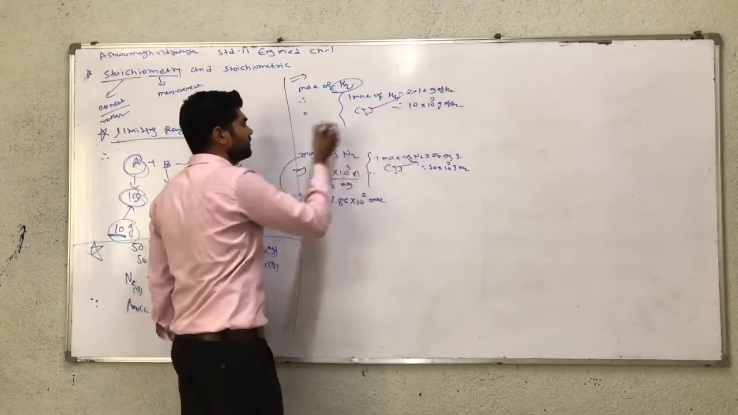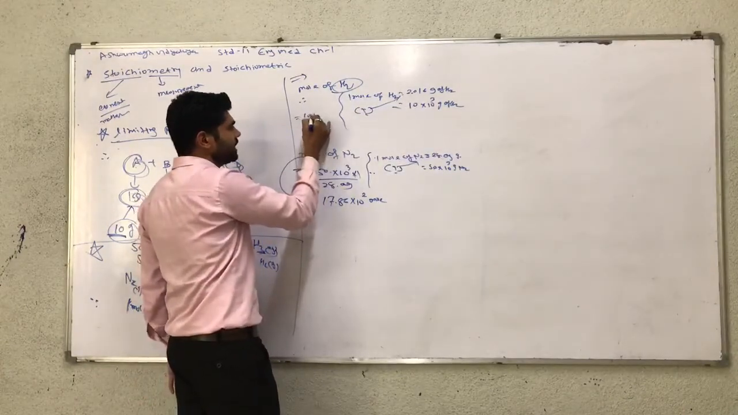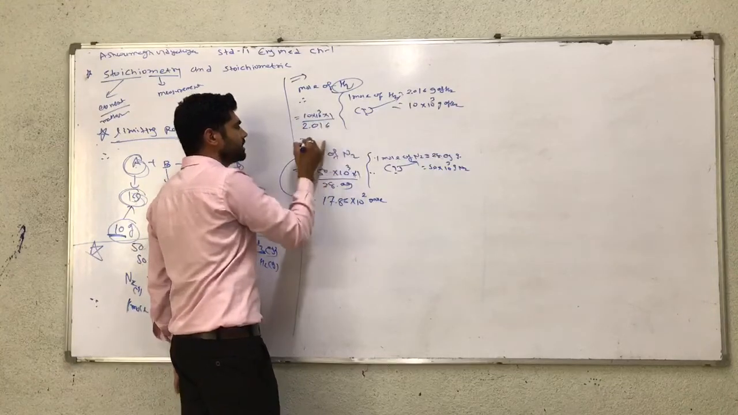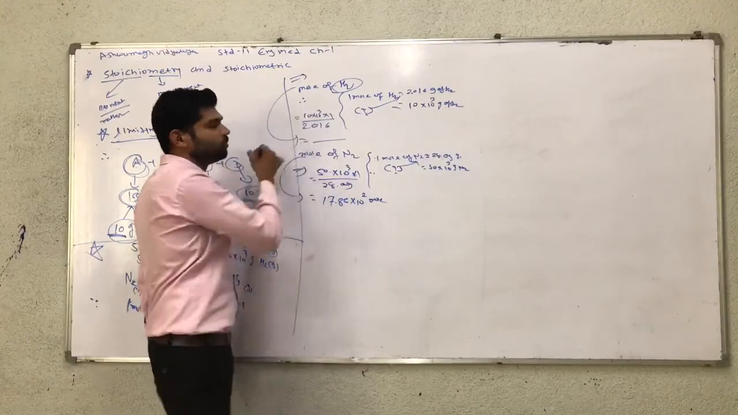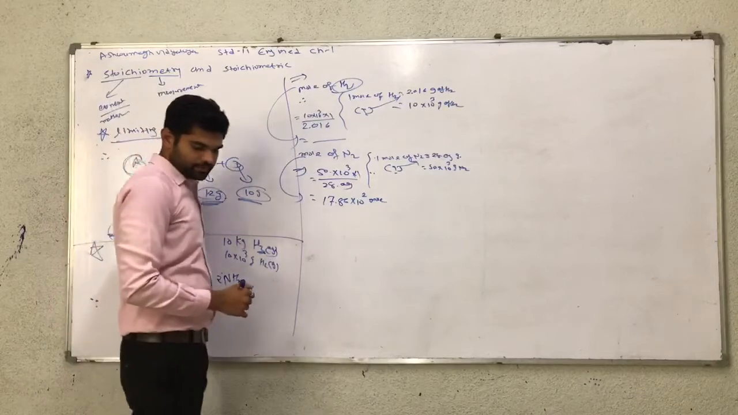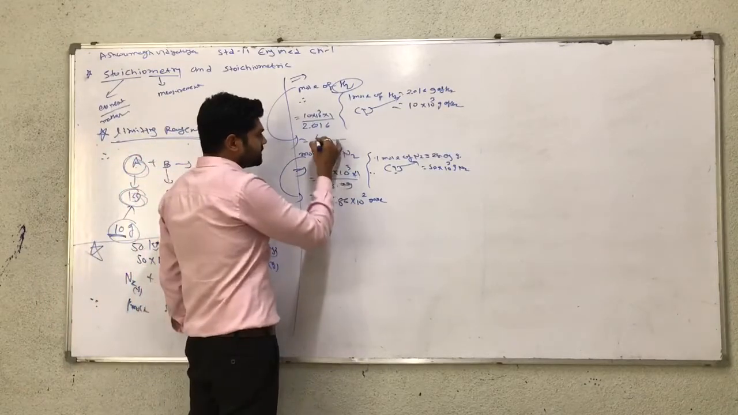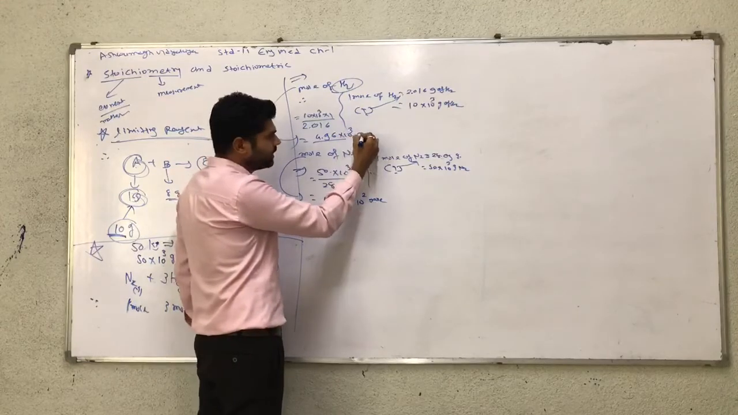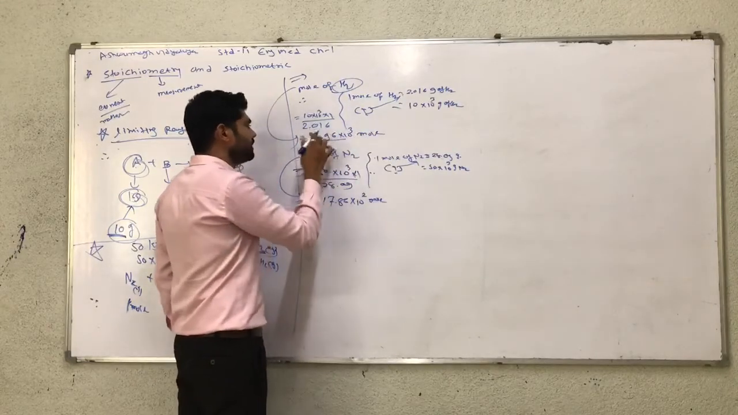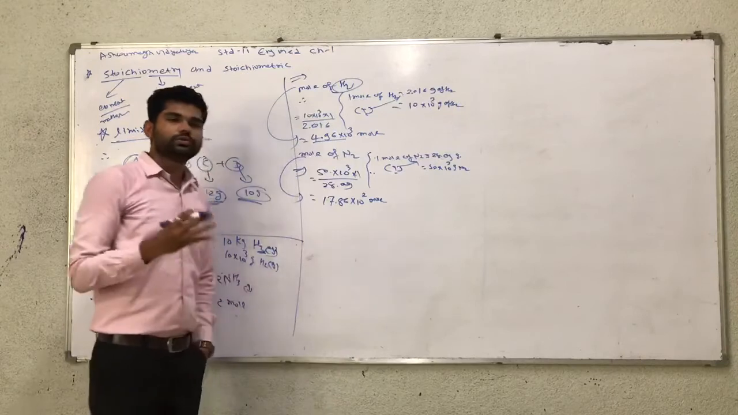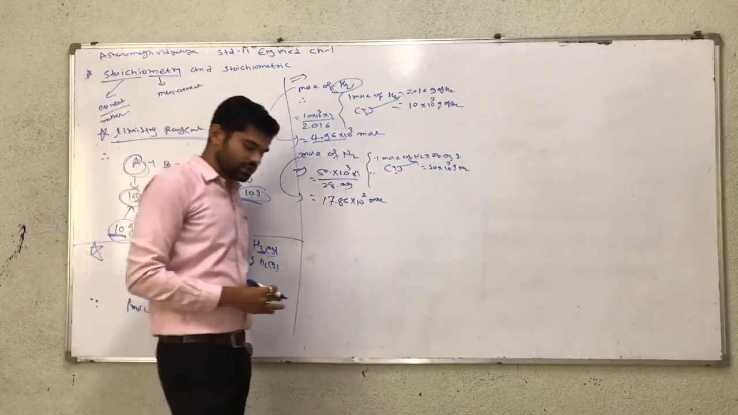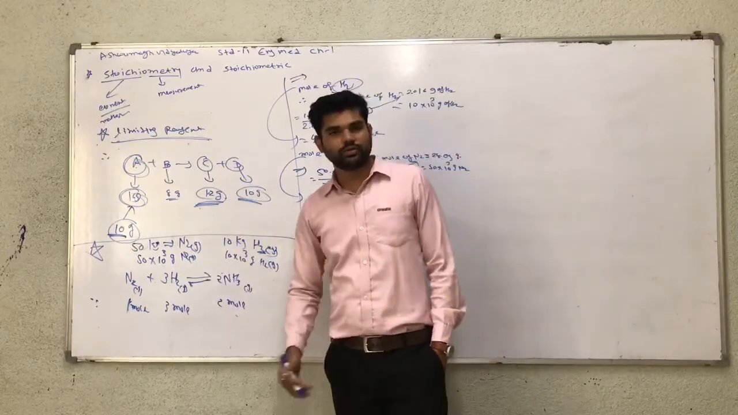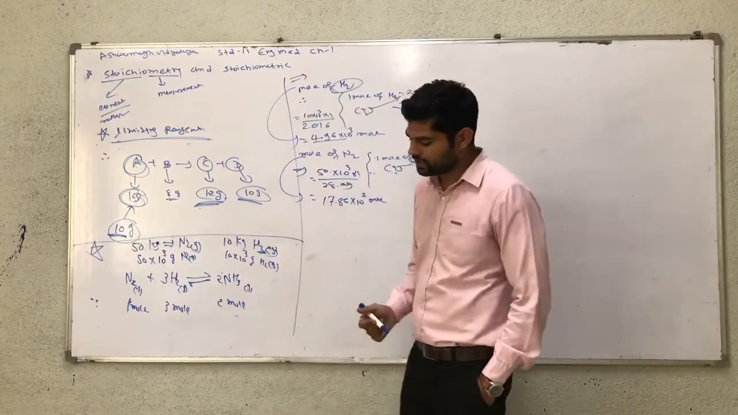So question mark, and again division: 10 into 10 raised to 3 multiplied by 1 divided by 2.060. So the answer is the moles of H2 equal to 4.96 into 10 raised to 3 moles. So here we have found the moles of H2 and the moles of N2. Now compare the given and required moles to see whether they are sufficient, and find the limiting reagent.